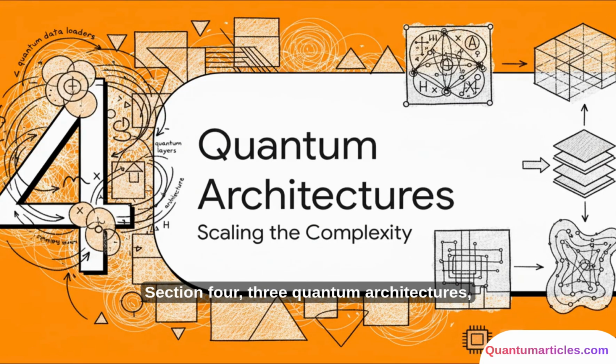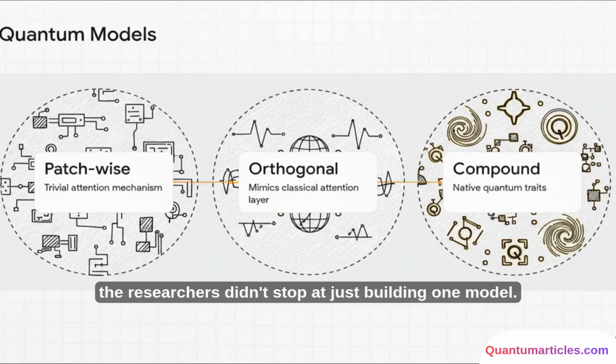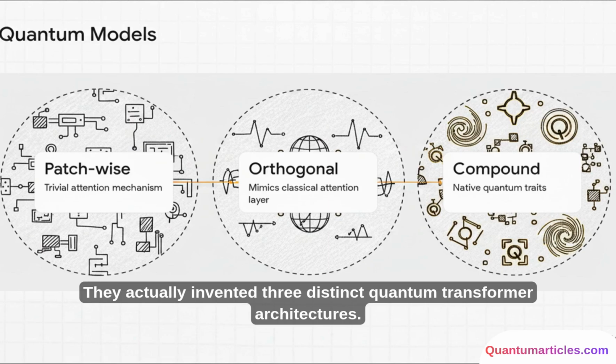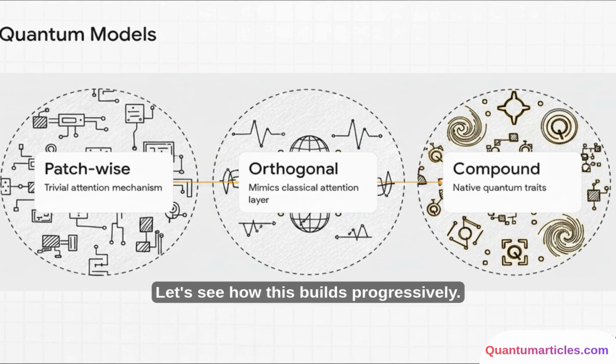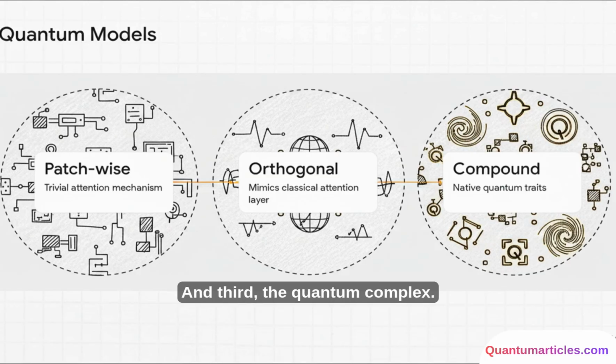Section 4. Three quantum architectures, scaling the complexity. So, armed with these new quantum data loaders and orthogonal layers, the researchers didn't stop at just building one model. They actually invented three distinct quantum transformer architectures. Let's see how this builds progressively. First, the orthogonal patchwise network. Second, the quantum orthogonal transformer. And third, the quantum compound transformer.